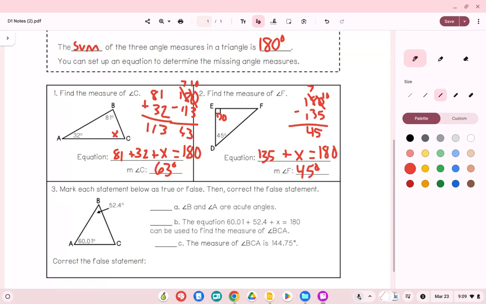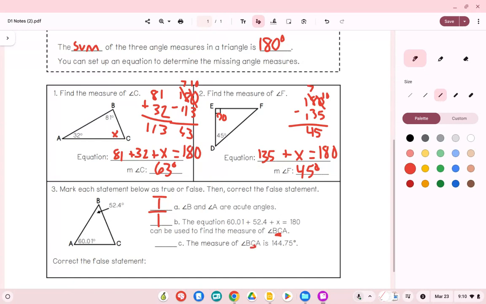All right, last one. Mark each statement below as true or false, then correct the false statement. Okay, let's see. Angle B and angle A are acute angles. I can say that is true because I see they're both less than 90. The equation 60.01 plus 52.4 plus x equals 180 can be used to find the measure of angle BCA. So remember, this is just talking about angle C. So, yep, that makes sense. I agree with that.